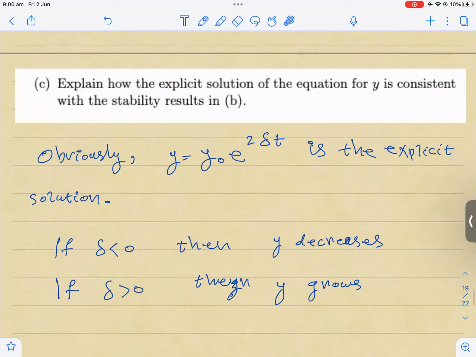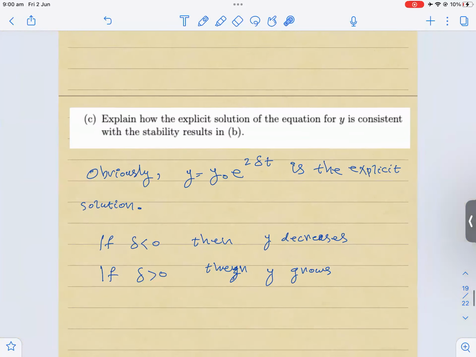Part C. Oh, okay. We don't have time. Do you have class here? No? Okay. Yeah, they've been released on Teams, right? Yes.